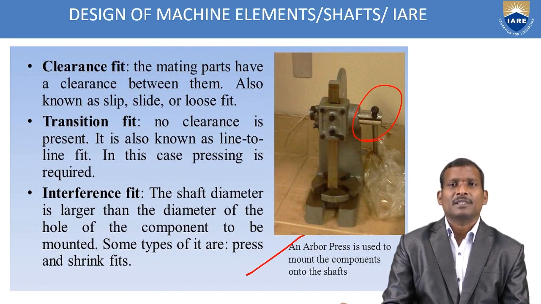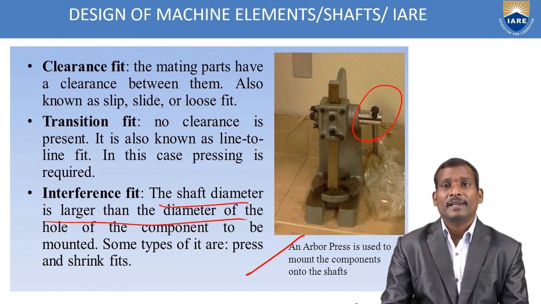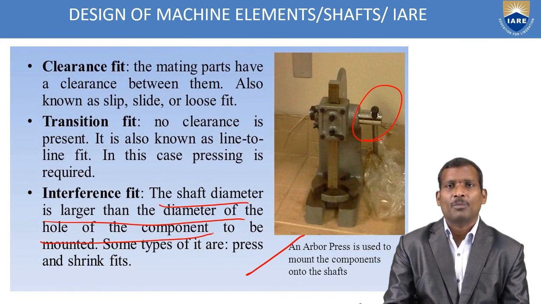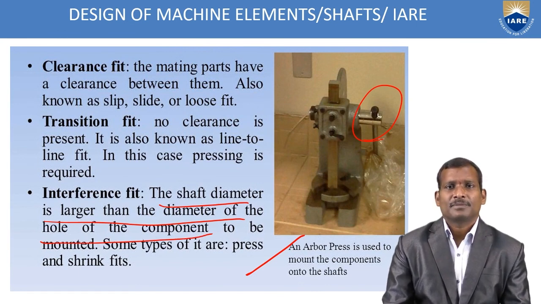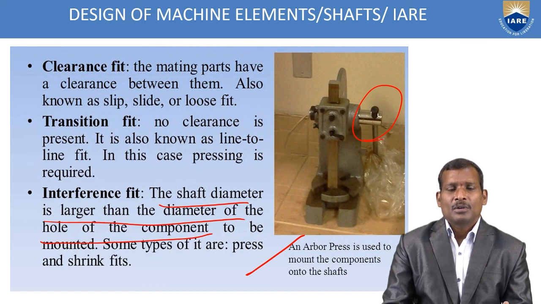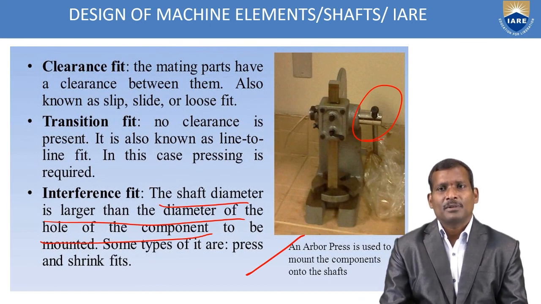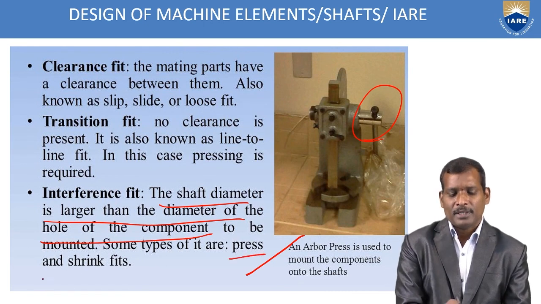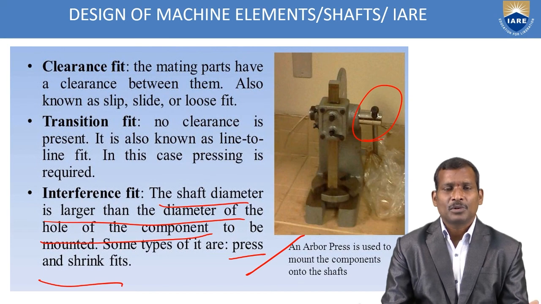Third one, interference fit. The shaft diameter is larger than the diameter of the hole of the component, so they interfere. This type of fit is called interference fit. Some types of these fits are press fit and shrink fit. In the case of thick and thin cylinders, we can see.